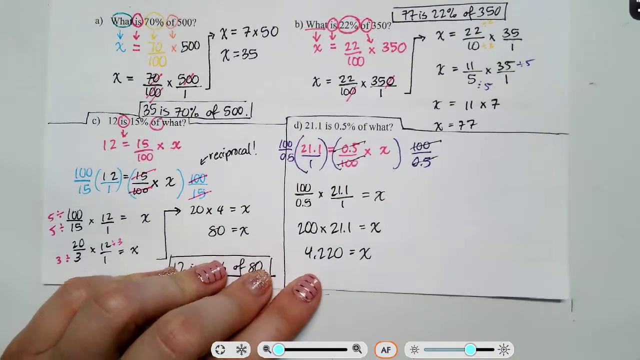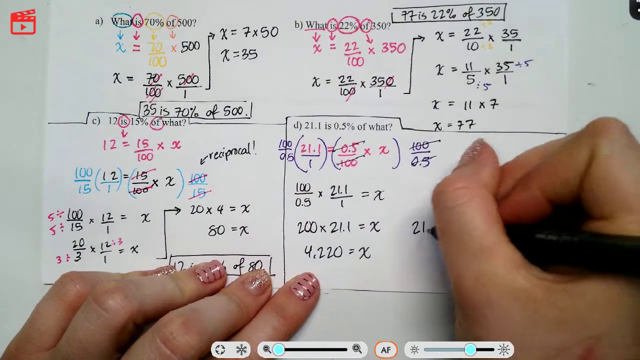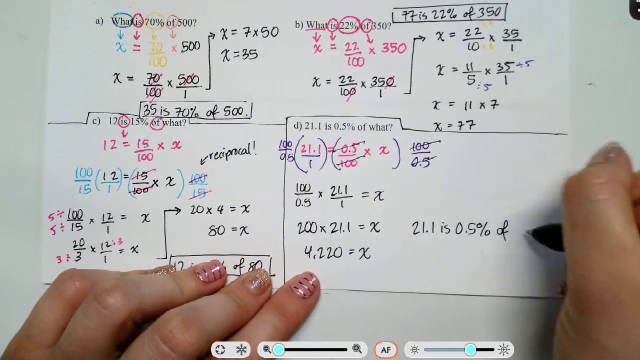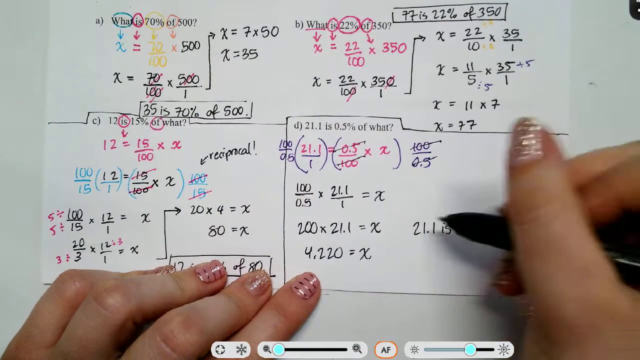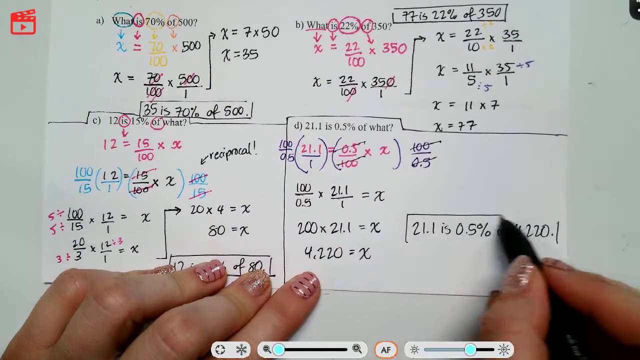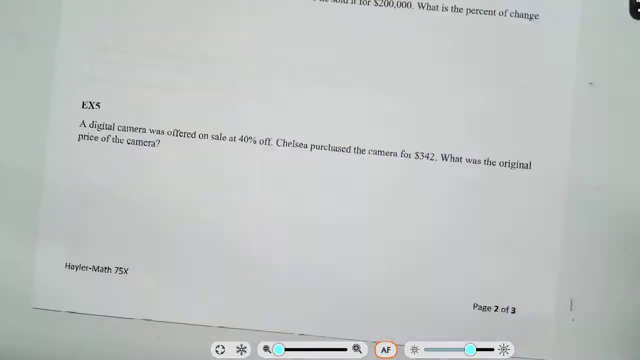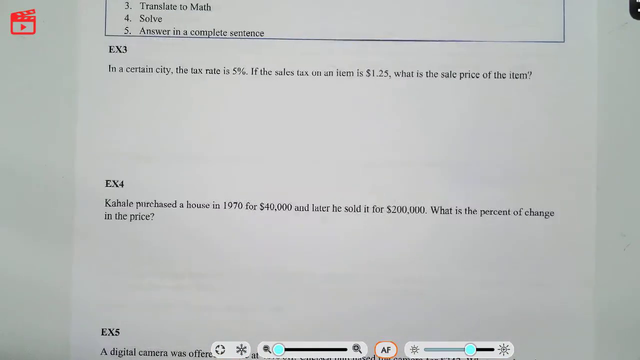All right, there we go. Let's write out our final answer. So 21.1 is 0.5% of 4,220. Period. That one was interesting because of all those decimals going on. All right, so that's it for the first page. Let's look at the second page.